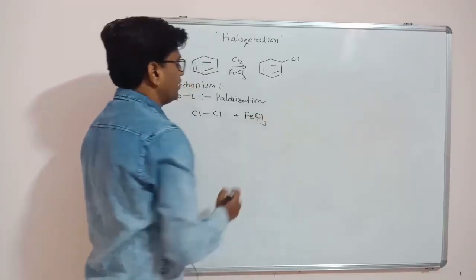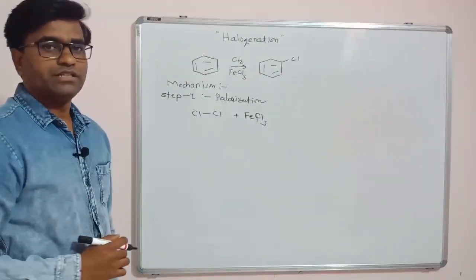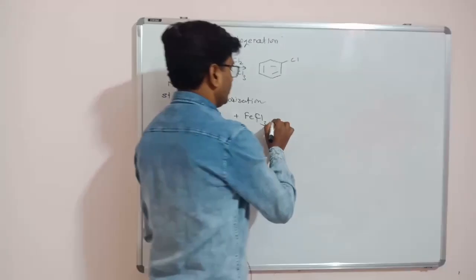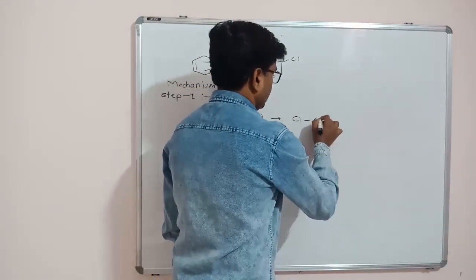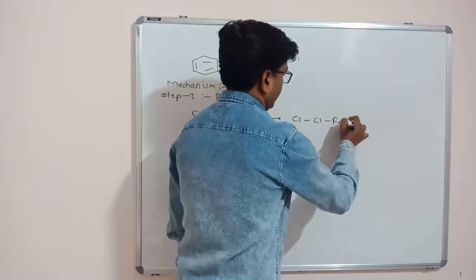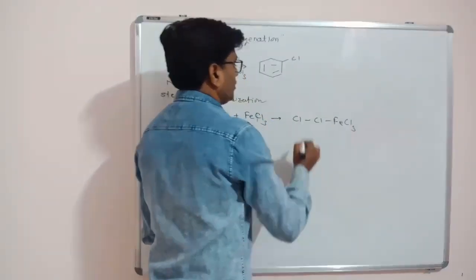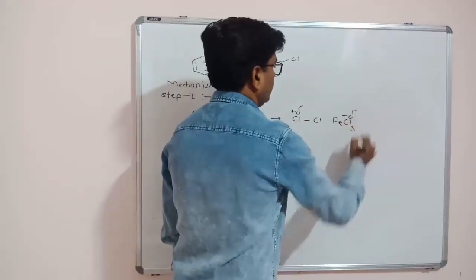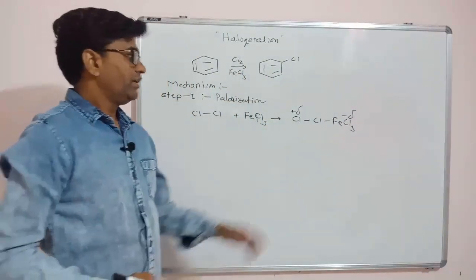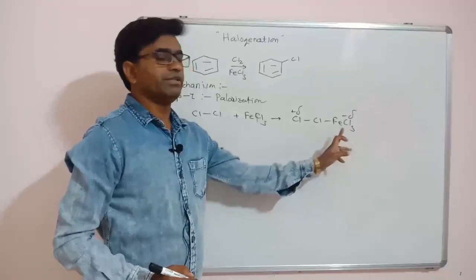So this catalyst polarizes the sigma bond present in the Cl2. So we will get this Cl, Cl, FeCl3. Here is the partial positive charge and here is the partial negative charge. This Cl is combined in between these three.